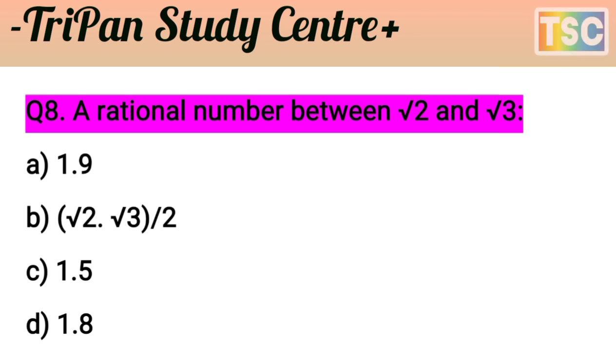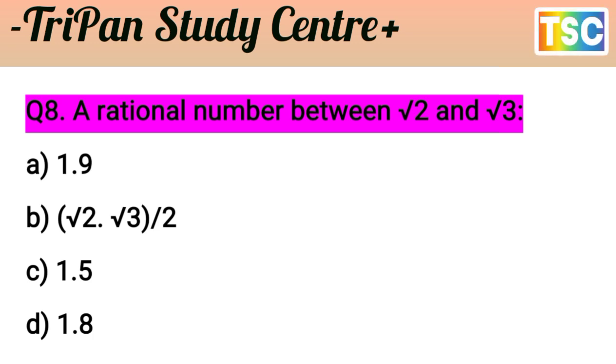The next question: a rational number between root 2 and root 3. That's important. Option A is 1.9, B is root 3 upon 2, C is 1.5, D is 1.8. This question is clear here. The value of root 2 is 1.41, okay, and the value of root 3 is 1.732.